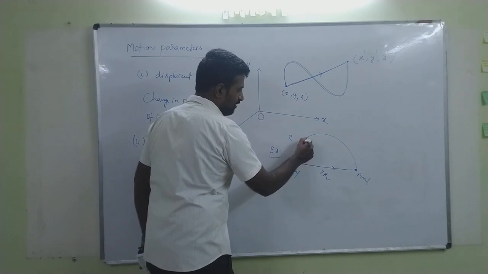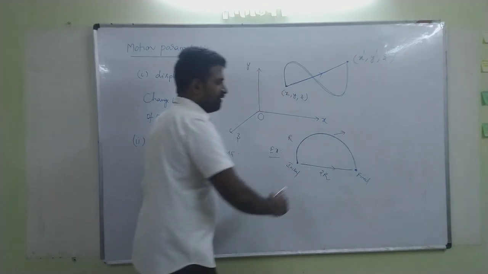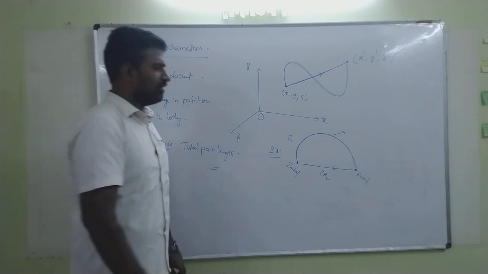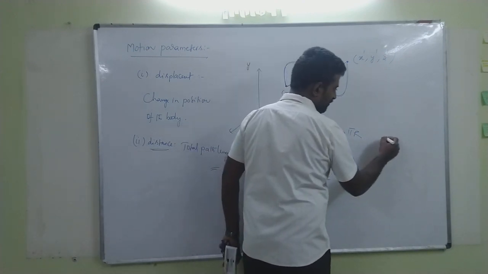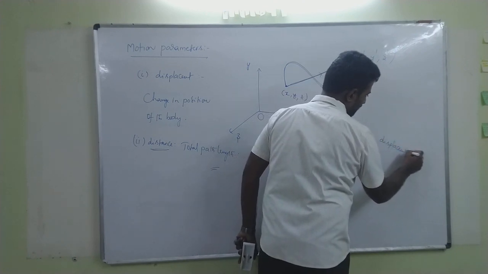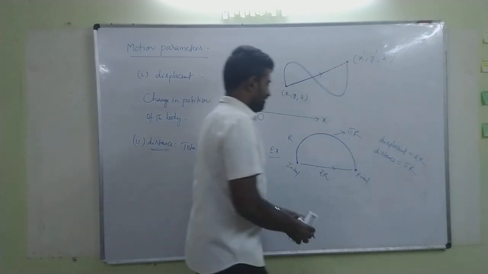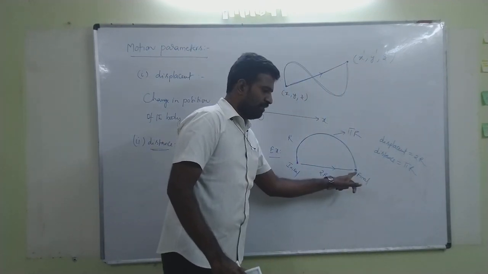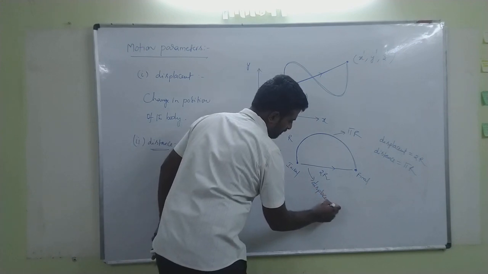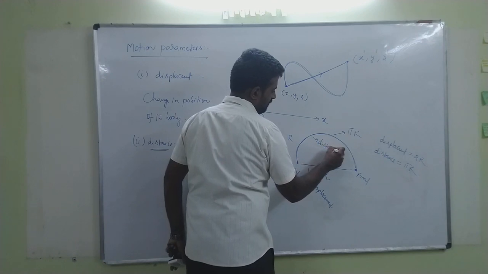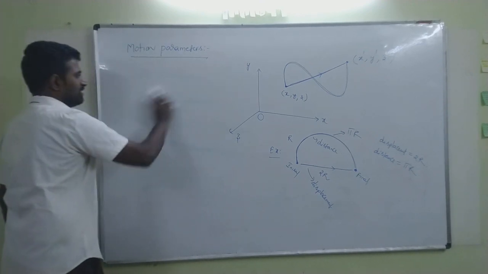Whereas the total path length, in this case, will be the circumference of the semicircle. The total path length will be how much? Probably you may know that for a full circle, circumference will be 2 pi r. For a half circle, circumference will be pi r. Hence, path length will be pi r. So, in this case, if they ask you a question to find the displacement, it will be equal to 2r and distance will be equal to pi r. That makes the difference. The total path length will give you distance and the straight line length will give you displacement.